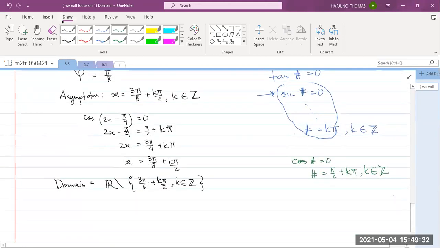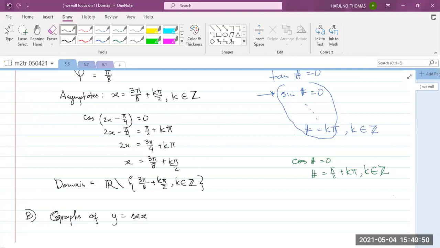Now let's shift to the second part, the graph of secant and cosecant. Graph of y equals secant x, and y equals cosecant x.